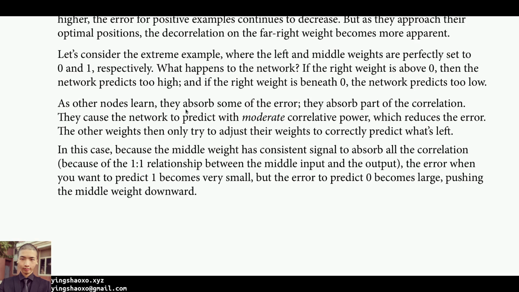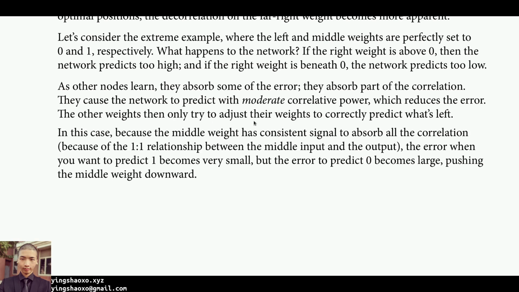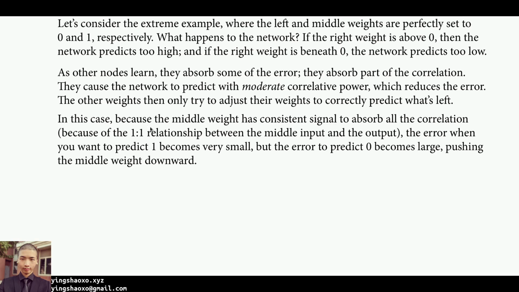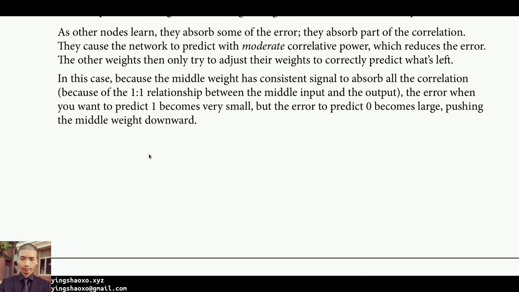As other nodes learn, they absorb some of the error. They absorb part of the correlation. They cause the network to predict with moderate correlative power, which reduces the error. The other weights then only try to adjust to correctly predict what's left. In this case, because the middle weight has consistent signal to absorb all the correlation because of the one-to-one relationship between the middle input and the output, the error when you want to predict 1 becomes very small, but the error when you want to predict 0 becomes large, pushing the middle weight downward.